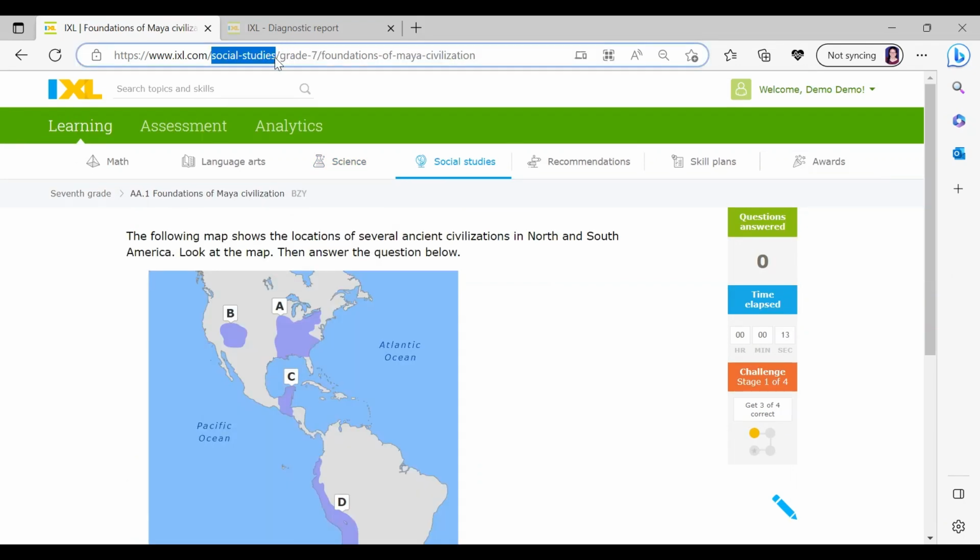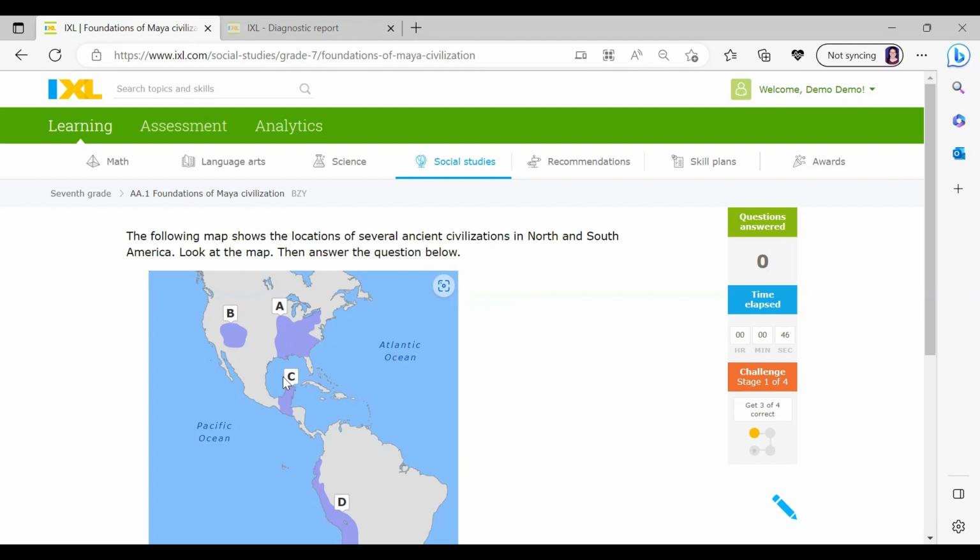It belongs to social studies, 7th grade, Foundation of Maya Civilization. The following map shows the locations of several ancient civilizations in North and South America. Look at the map, then answer the question below. So we have A, B, C, D. A is somewhere on the east coast of America. B is somewhere on the north coast, but actually it's closer to California and Texas somewhere.